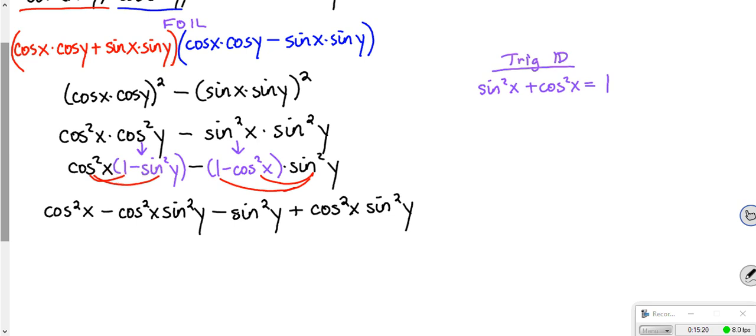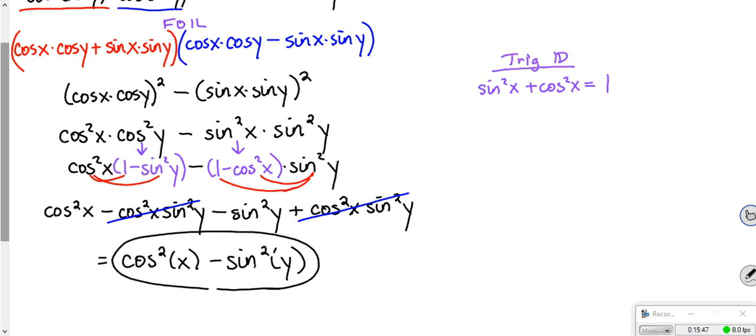Now, notice that these two terms are going to cancel each other out: the minus cosine squared x sine squared y and the positive cosine squared x sine squared y. So all I am left with then is cosine squared x minus sine squared y. That should be my final answer, and that is what we were trying to prove. So that's my verify.